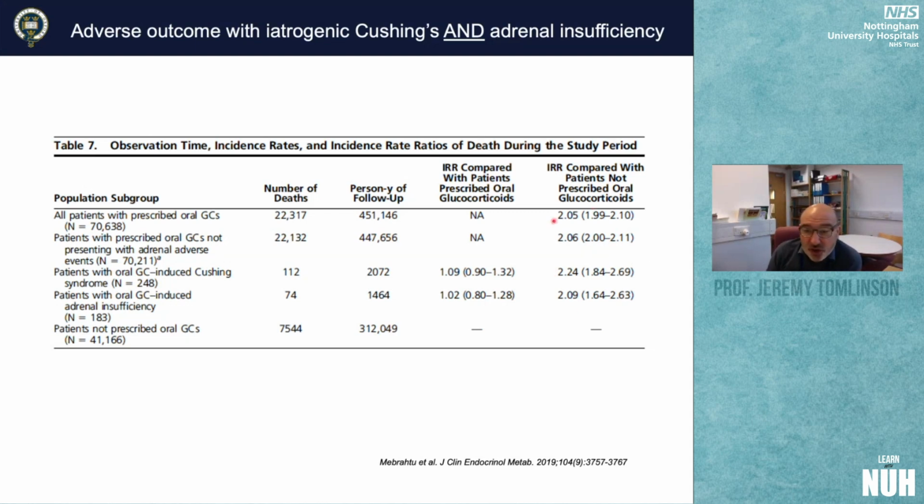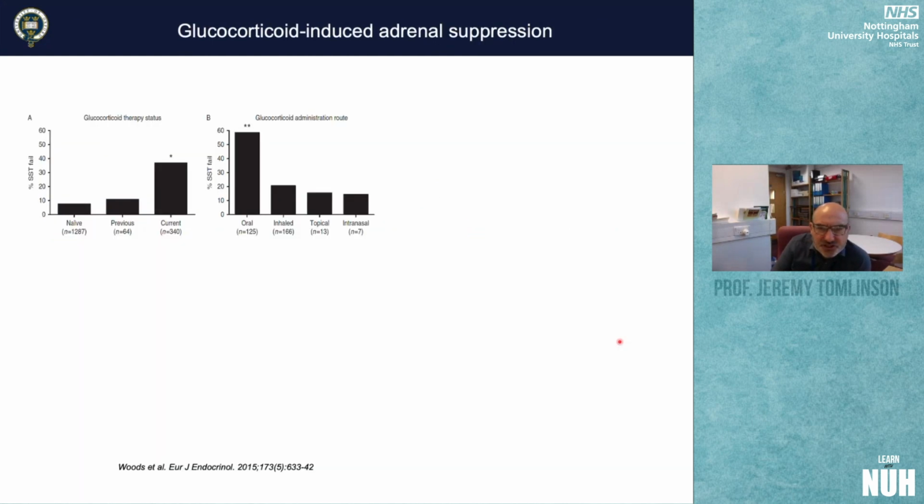Certainly those patients on glucocorticoids, when compared with those not on glucocorticoids, have an increased mortality. And that's true whether you've got excess, so that's with glucocorticoid-induced Cushing's here, 2.24, or with glucocorticoid-induced adrenal insufficiency, accepting that the numbers here are pretty small. So again, we now have evidence from primary care that too much and too little prescribed glucocorticoid is associated with an adverse outcome.